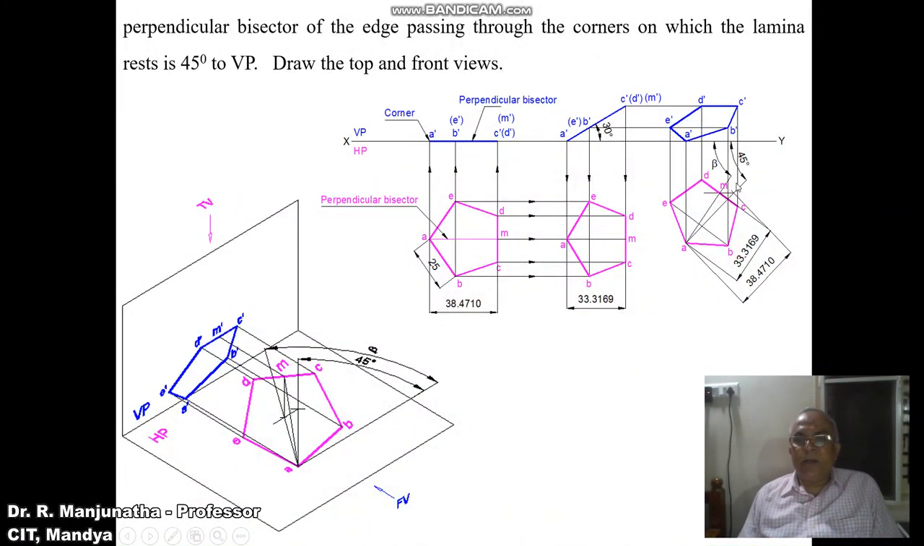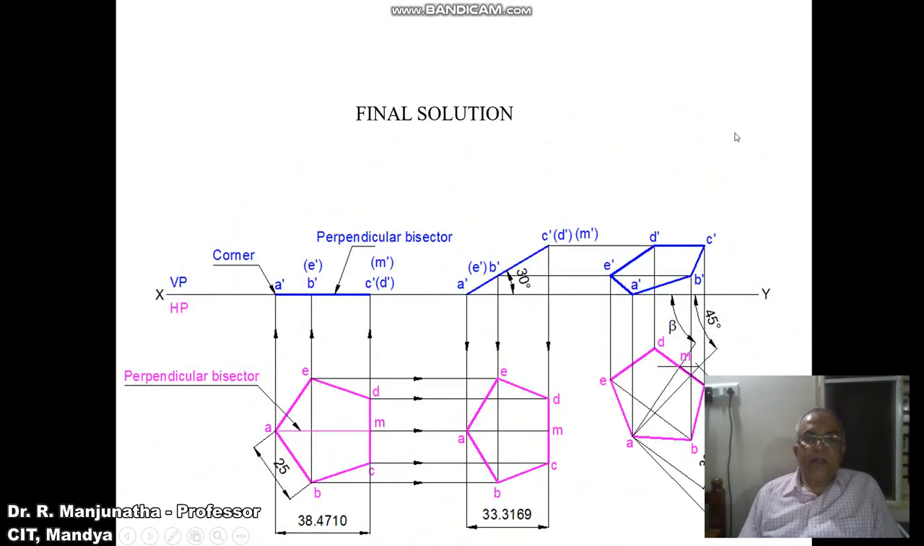We have found the apparent inclination, and then the corner is resting on HP, and this perpendicular bisector is inclined to HP at 30 degrees, and it is a pentagon of 25 mm resting on one of its corners. So this is how we can analyze the problem. Now we will write the solution in the sketchbook.